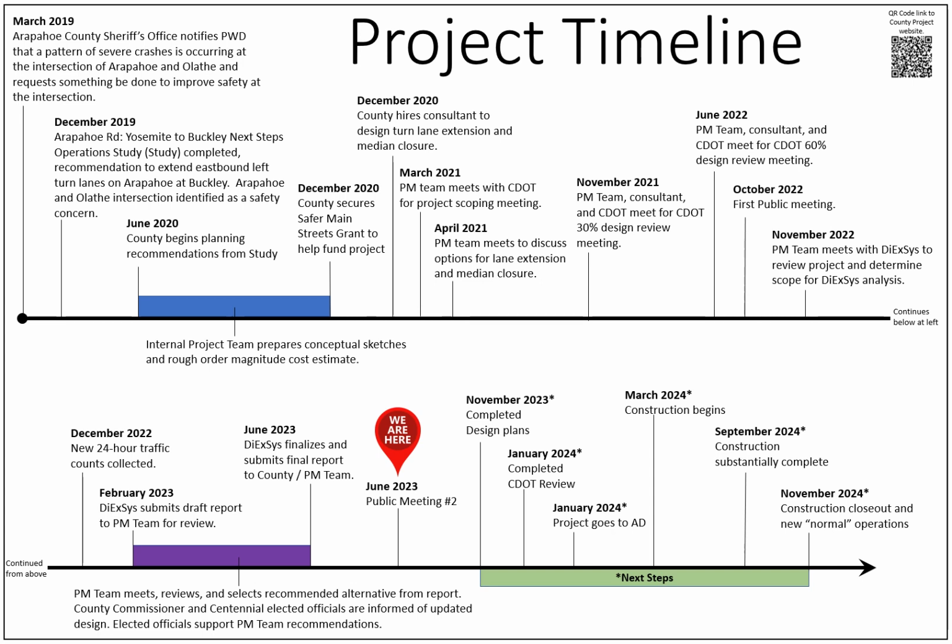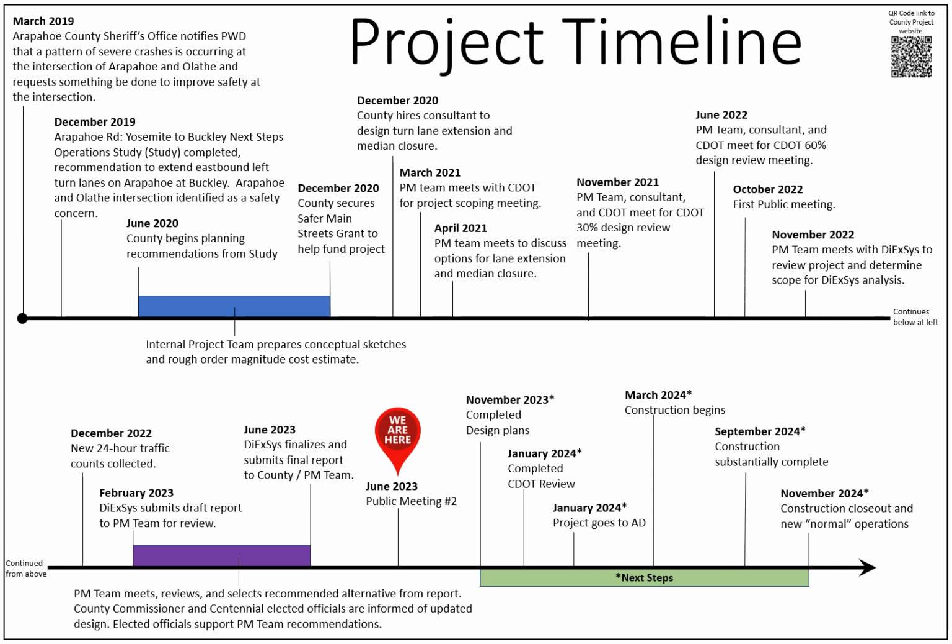Following the public meeting, the county decided to take a closer look at other alternatives to improve the safety at the intersection of Arapahoe and Olathe. In November 2022, the county hired a road safety analytics consultant named Diaxis to analyze the intersection of Arapahoe Road and Olathe and consider additional alternatives to safety.